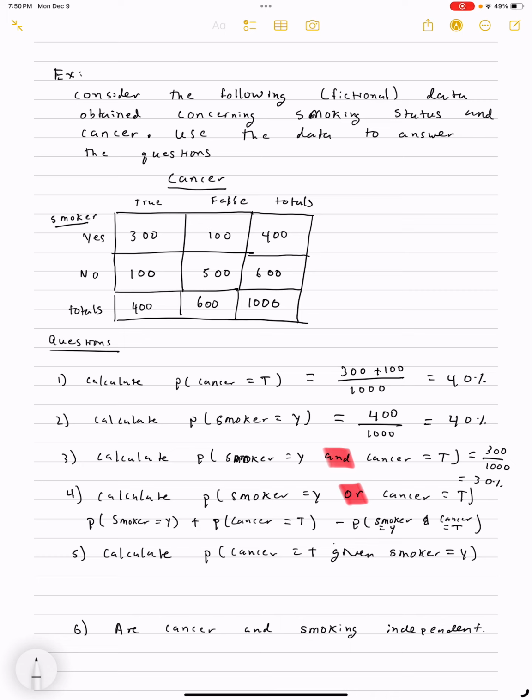Okay, so if we were to do this, this will be 40% plus another 40%. And sometimes people forget to subtract the intersection. But here, if you do that, you're going to get a probability that's too high. So we need to subtract this 30%. And what we're going to get is 50% from the general addition rule.